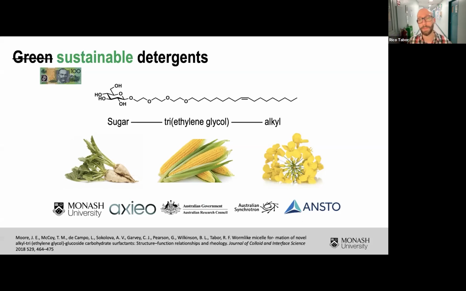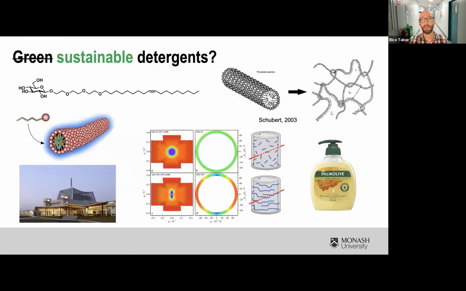You can make it from fermentation of corn. This was a big collaboration between a couple of industrial partners, ANSTO, the synchrotron, and us at Monash. And this surfactant works fabulously. It's a great detergent. Not only that, it forms these wonderfully viscous liquid soap formulations.